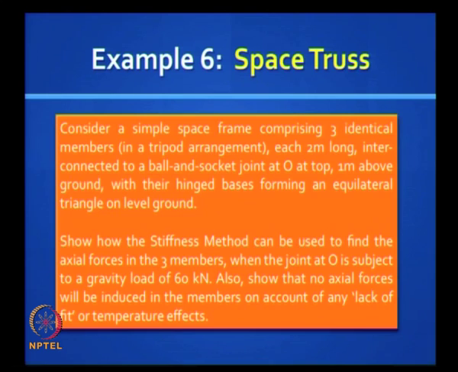Show how the stiffness method can be used to find the axial force in the 3 members when the joint at O is subject to a gravity load of 60 kilonewton. Also show that no axial force will be induced in the members on account of any lack of fit or temperature effects. Why won't you have any axial forces? Because it is a just rigid statically determinate structure, but we have to demonstrate it using the stiffness method. It is a simple problem, so let us give it a shot.